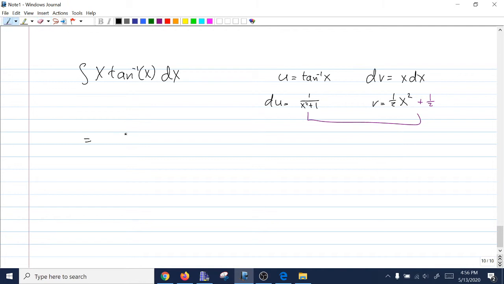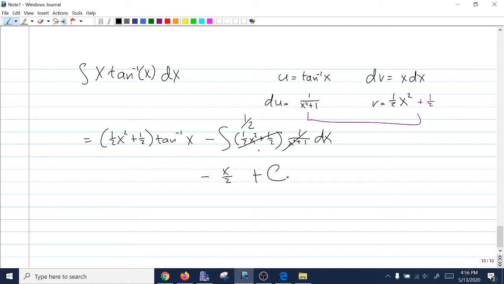I get uv equals half x squared plus a half times tangent inverse x. I'm writing it as vu because I like putting the pretty part first. Minus the integral of v du, which is half x squared plus a half times 1 over x squared plus 1. Factor out that 1/2, and you're left with just a half. The integral of a half is x over 2. Boom.